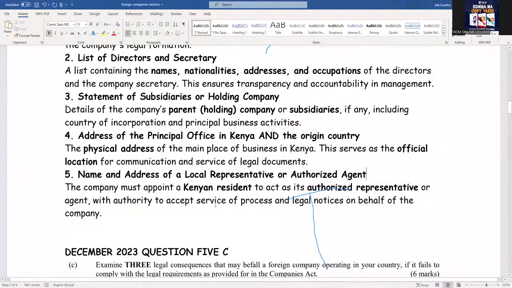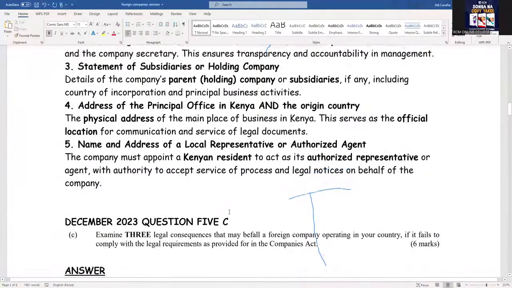So let's look at December 2023, question number 5C. Examine 3 legal consequences that may befall a foreign company operating in your country if it fails to comply with the legal requirements provided for in the Companies Act. So what are the consequences? For example, if a foreign company doesn't comply with the relevant laws, what can happen to it?